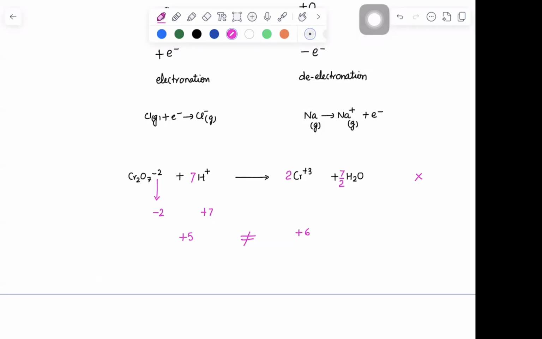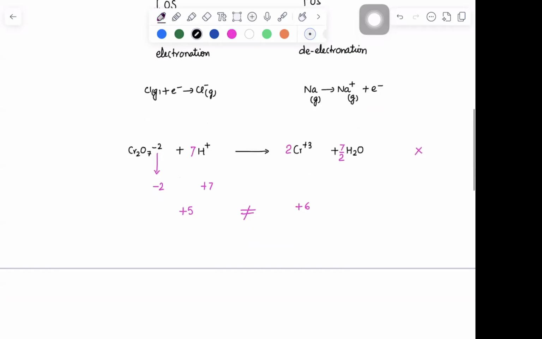Good points, Priya. That means if charges are not balanced, somewhere we have to add electrons. Your observation is absolutely right. Now here you all have to observe one more thing. So this is wrong. Now, let me rewrite this expression once again. So I'll write Cr2O7 minus 2. I'm just rewriting it again. Observe one thing.